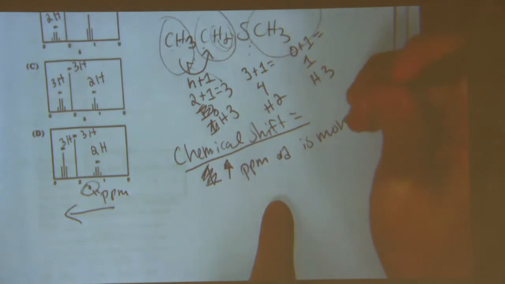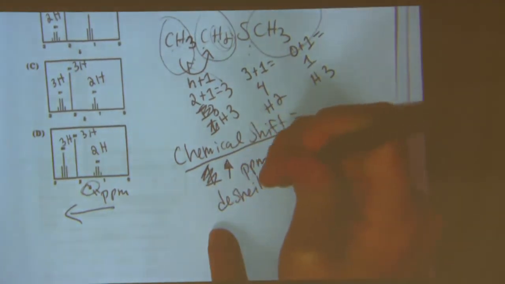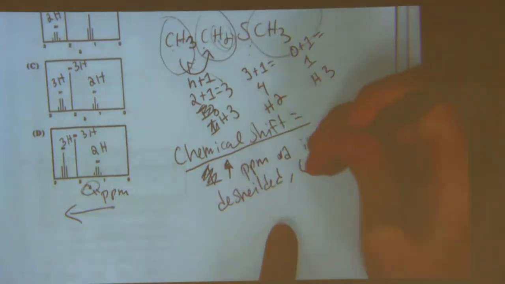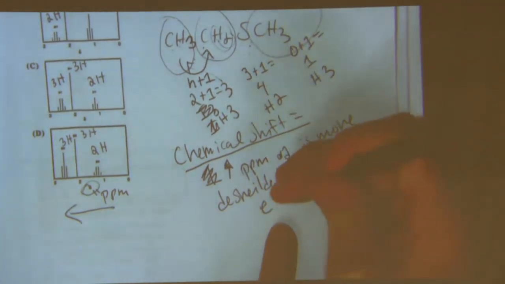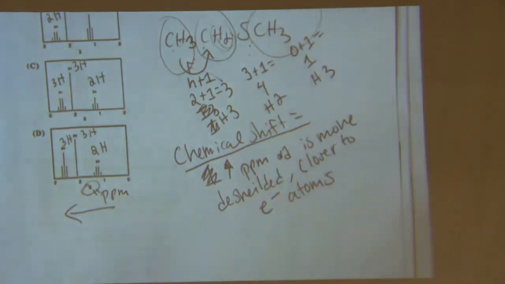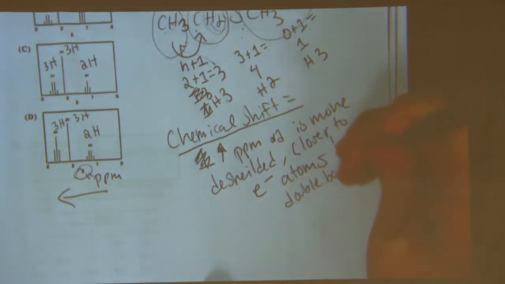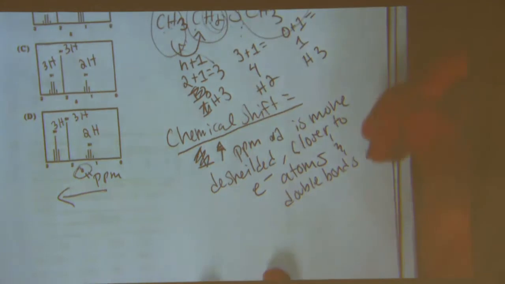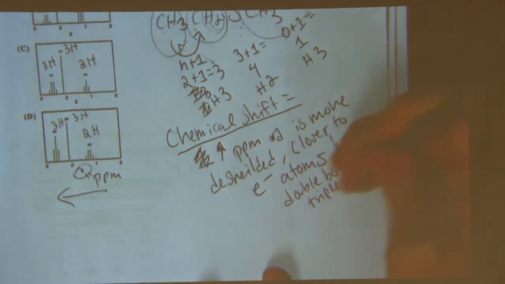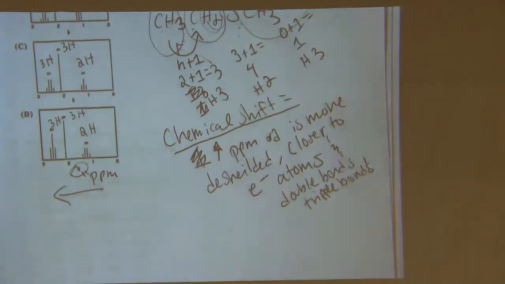is more de-shielded, which just means that it's closer to electronegative atoms and pi bonds, like double bonds and also triple bonds and stuff like that. Okay. So chemical shift, meaning a higher ppm value or being more downfield, more to the left. For your signal, the whole multiplicity and integration of the whole signal, having a higher ppm means that you're closer to something more electronegative.